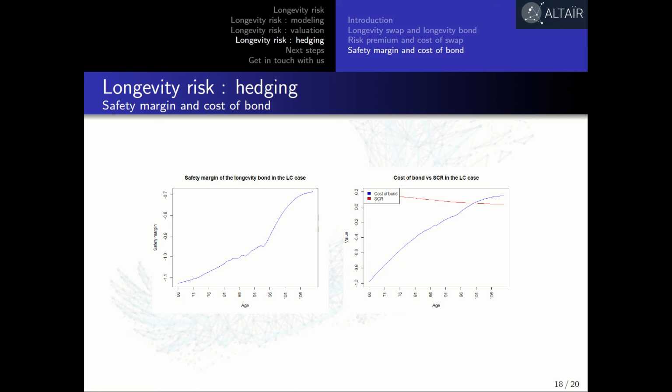This is maybe the reason for the recent success of longevity swaps, being less expensive, coupled with the fact that they can be customized as well in order to remove any residual basis risk.